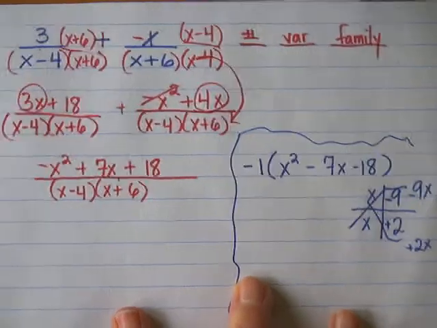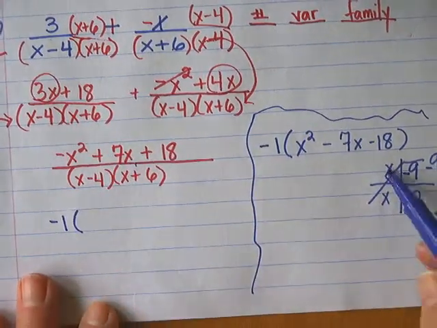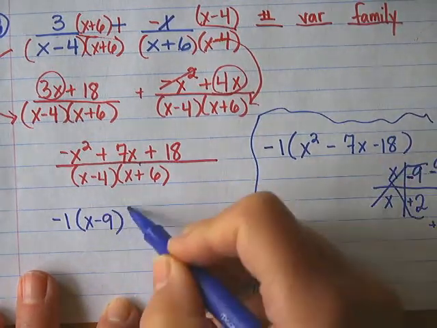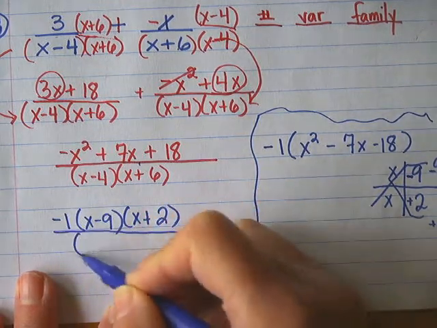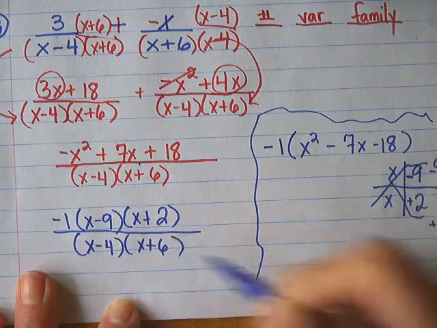So technically, this numerator factors as negative 1 times x minus 9 times x plus 2, divided by x minus 4 times x plus 6.